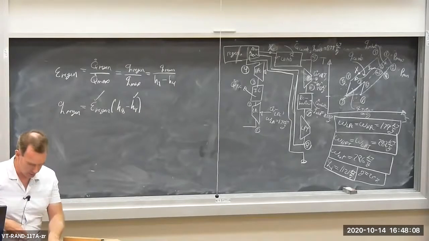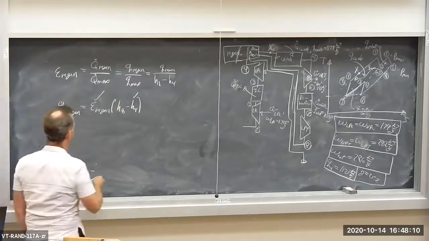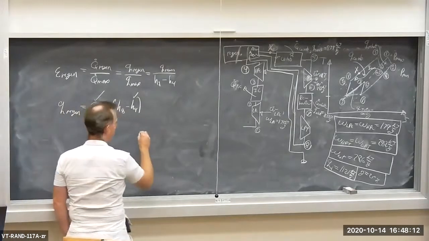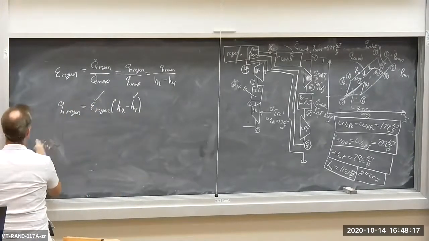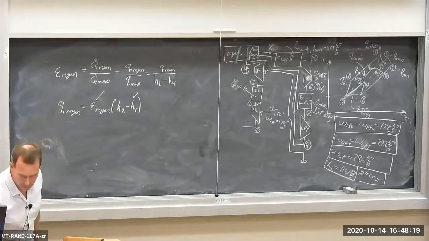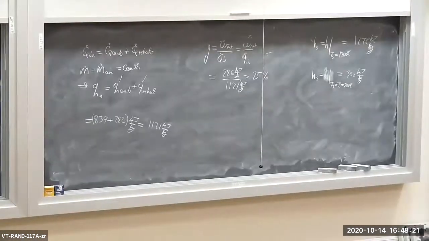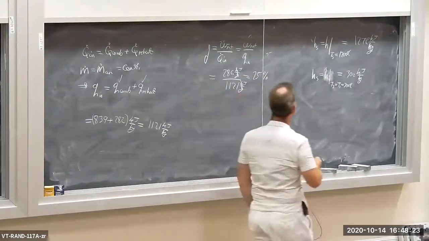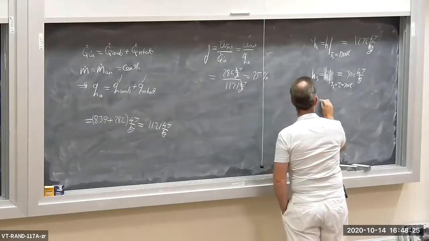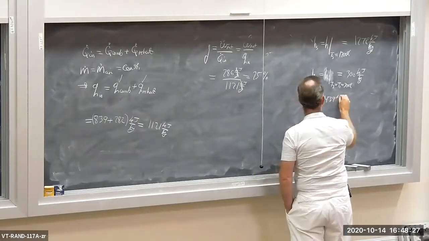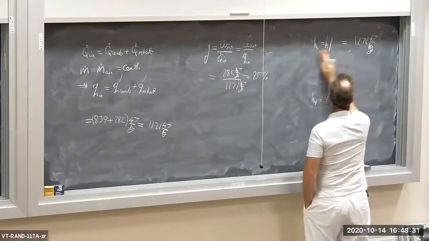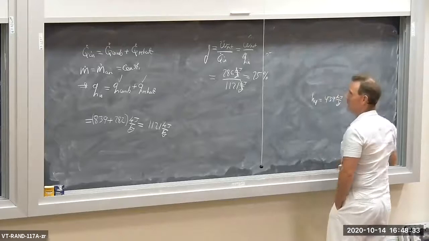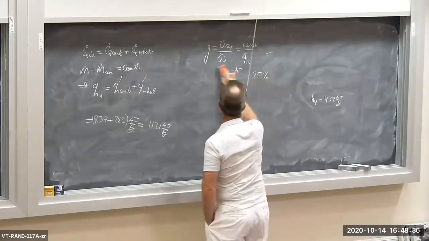Yeah, 439. So H4 is 439. I'll put it over there. H4 is 439 kilojoules per kilogram. I must have had that at some point. Okay, so I need to find H8.